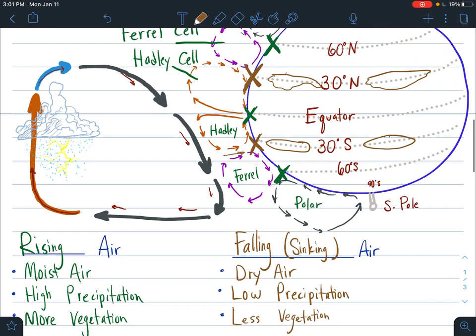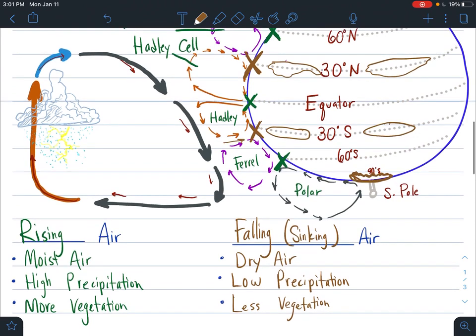And actually, Antarctica, which is down here on the South Pole, is considered to be one of the driest places on Earth, meaning that our largest desert is actually Antarctica. Even though it's all snow, it doesn't snow very much, very often, and so it's still considered a desert actually. And that's because there's all of that sinking air. There's not a lot of moisture in the air.